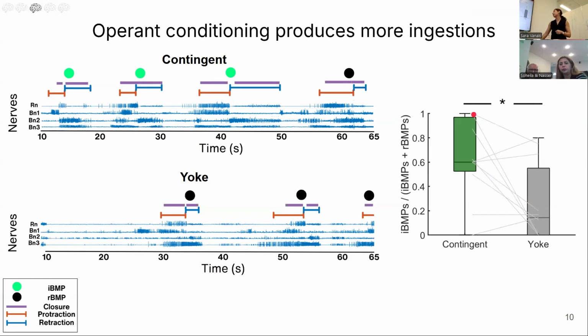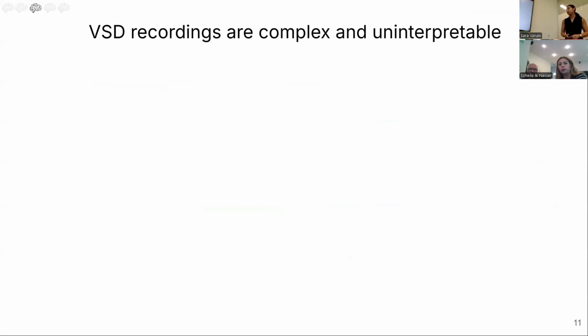So in this top pair, this one dot right here means that the contingent ganglia had all ingestion patterns, whereas its pair down here had a fraction of IBMPs of 0.75. We did this for all 11 pairs, and we saw that the contingent had more ingestion patterns than yoked. So this means that the operant conditioning is producing more ingestion patterns. That's good.